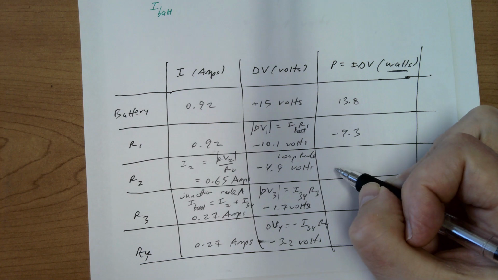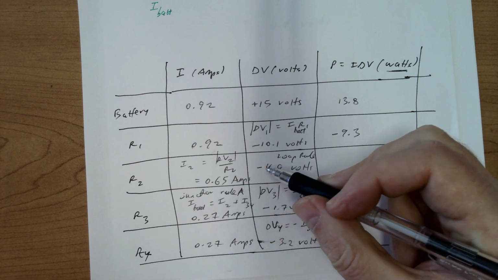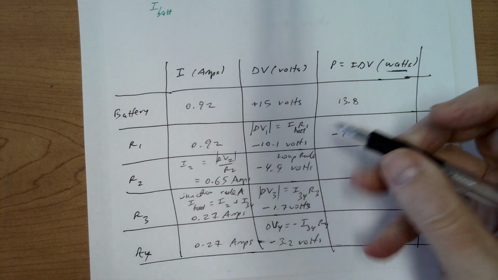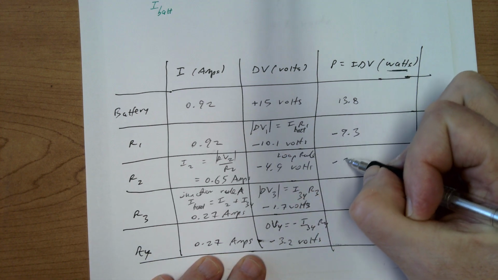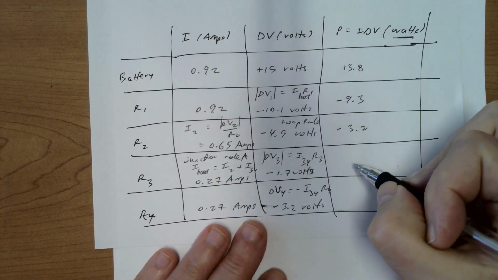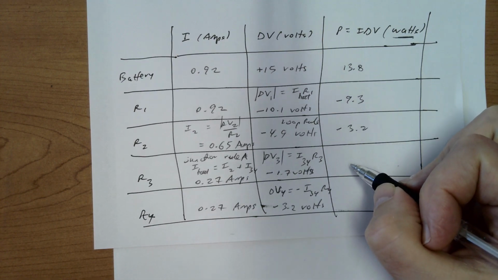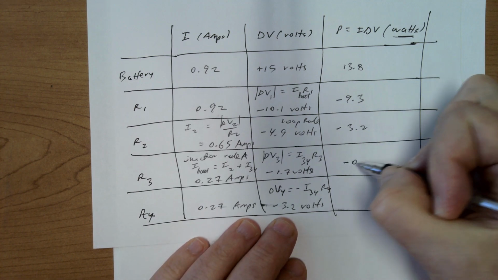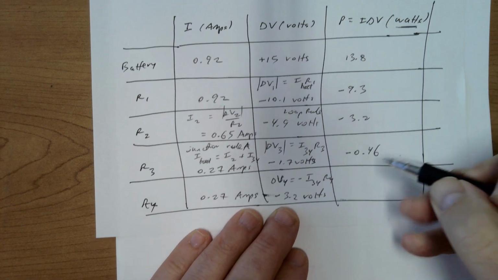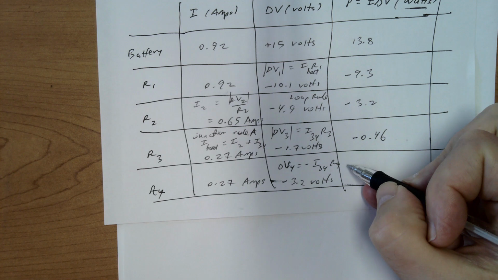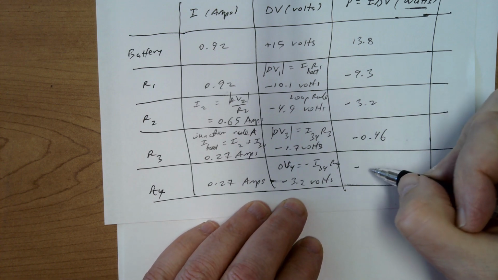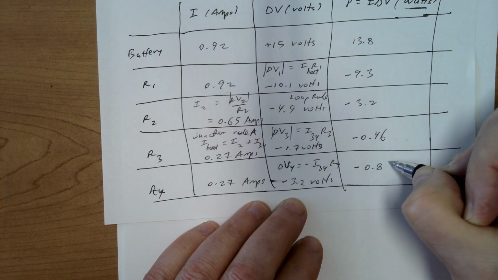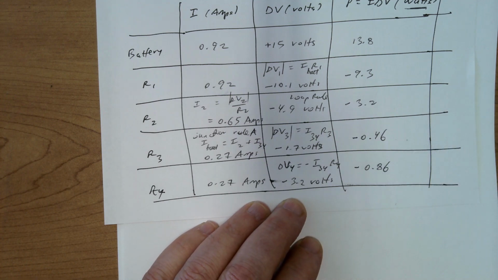Resistor 2, I take 0.65 amps and 4.9 volts. That is negative 3.2 watts. Resistor 3, I take 0.27 times negative 1.7. That's negative 0.46 watts. And then finally resistor 4 is dissipating 0.86 watts of electric power.